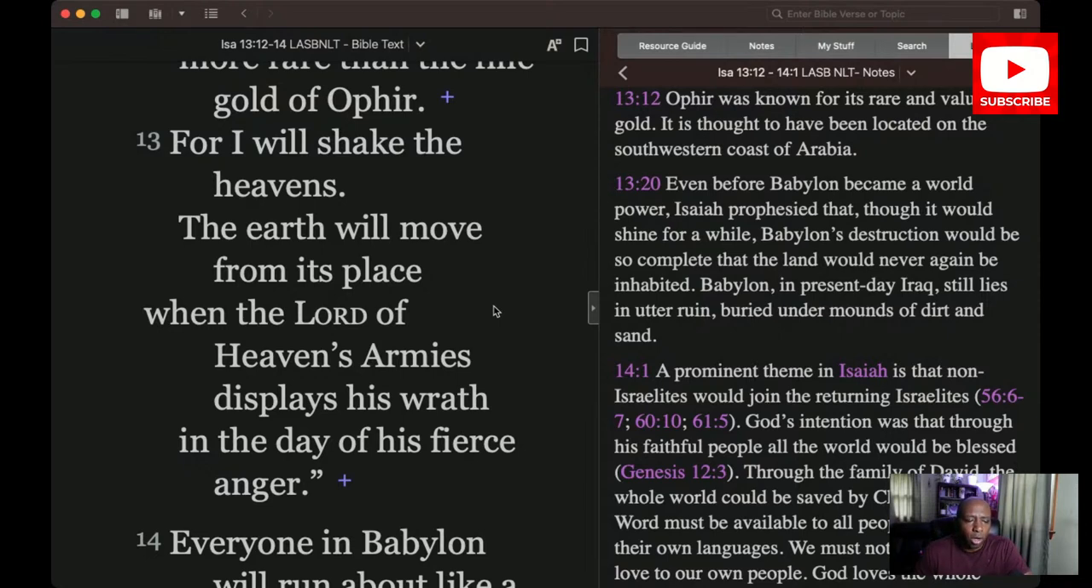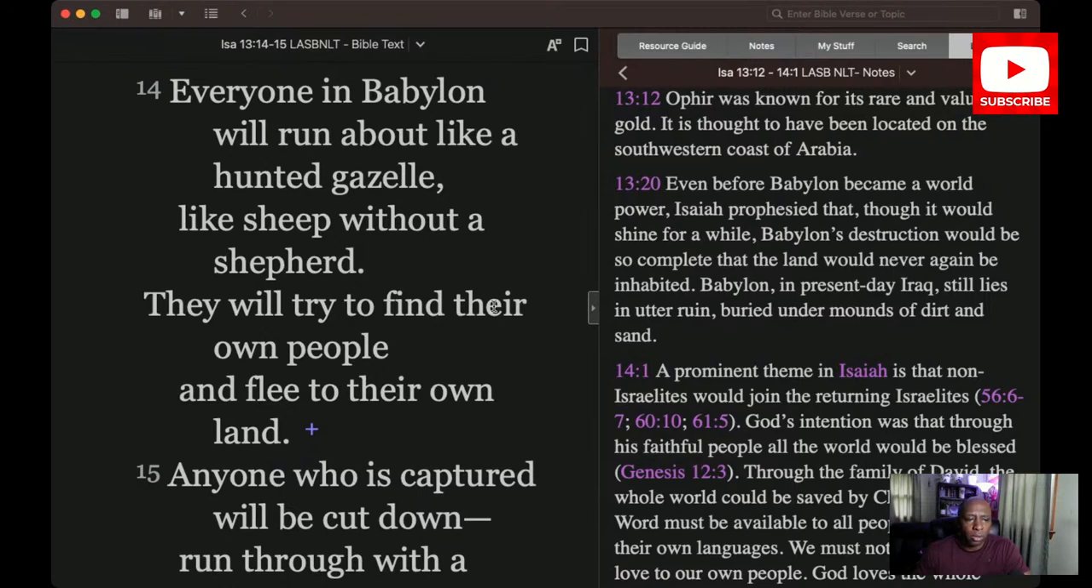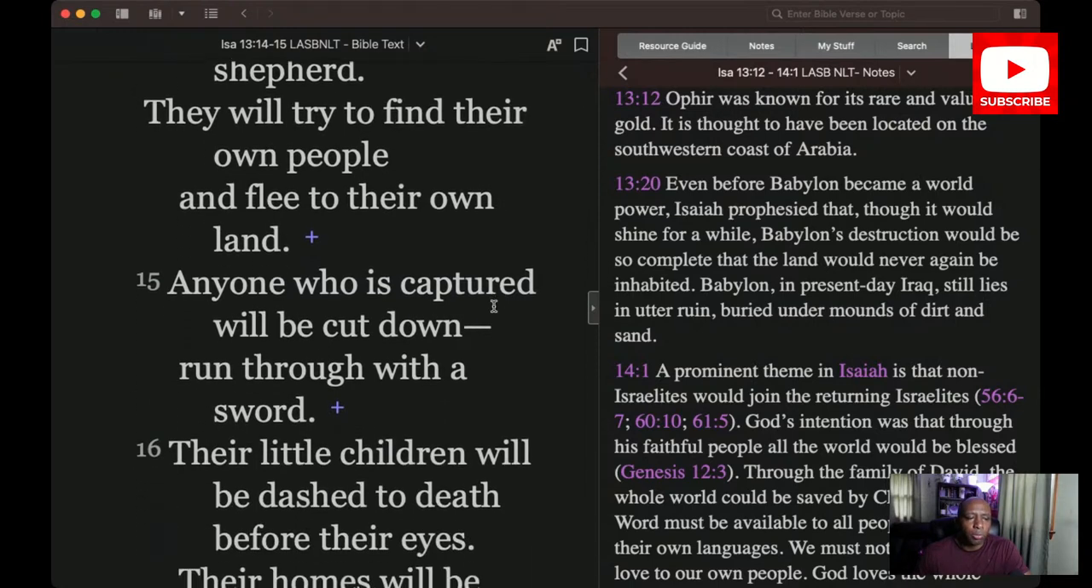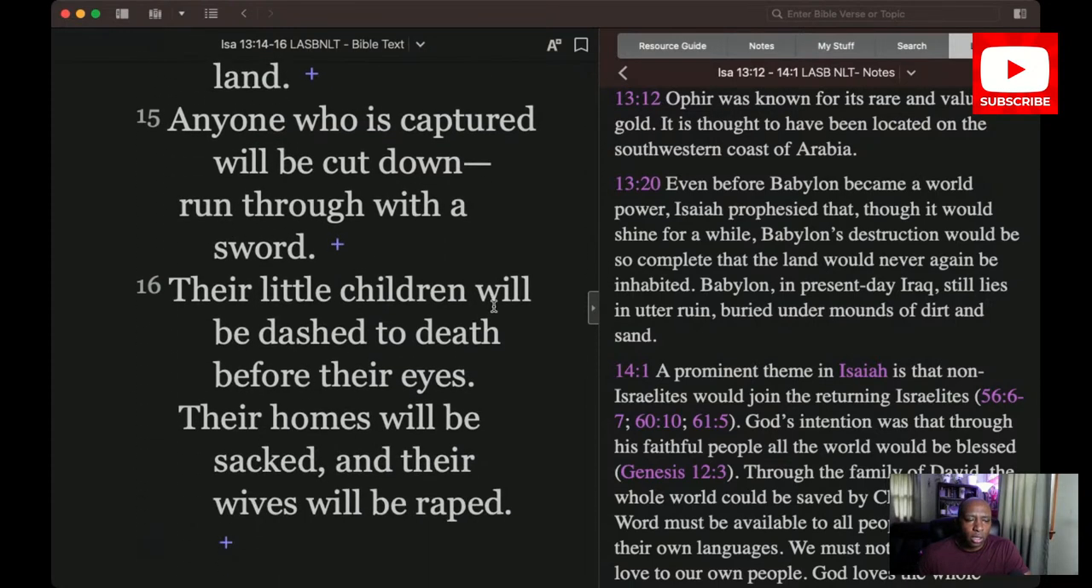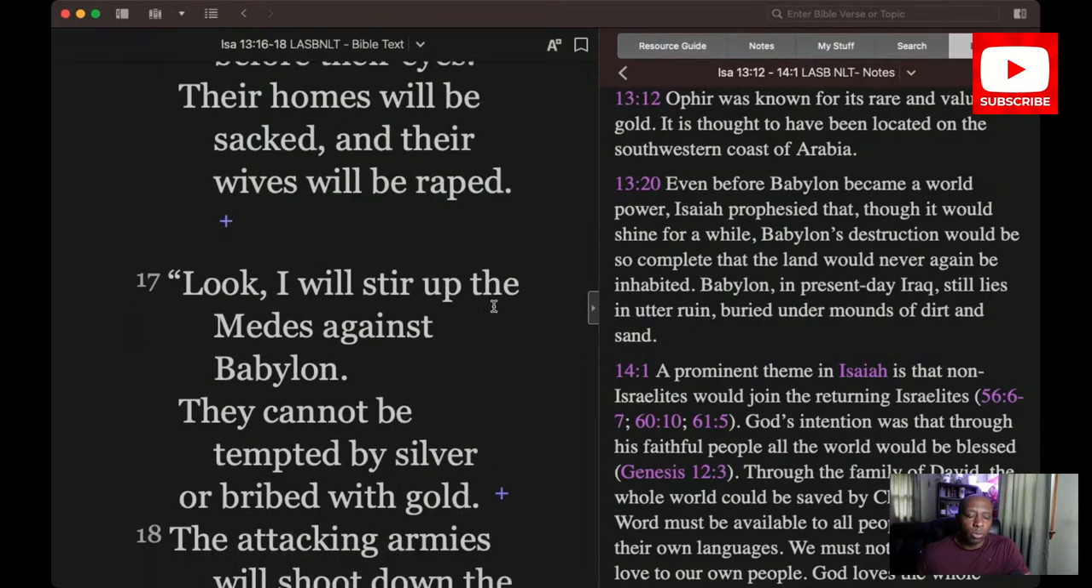When the Lord of heaven's armies displays his wrath in the day of his fierce anger, everyone in Babylon will run about like a hunted gazelle, like a sheep without a shepherd. They will try to find their own people and flee to their own lands. Anyone who is captured will be cut down, run through with a sword. Their little children will be dashed to death before their eyes. Their homes will be sacked and their wives will be raped.